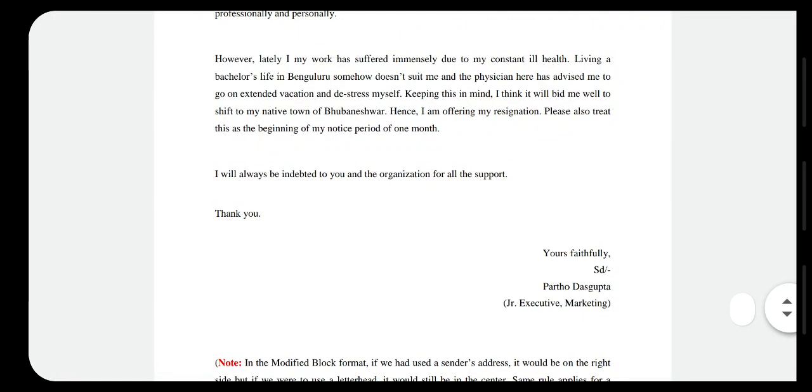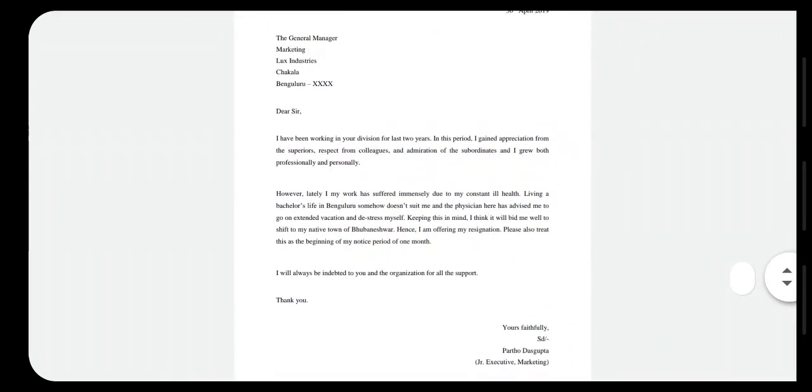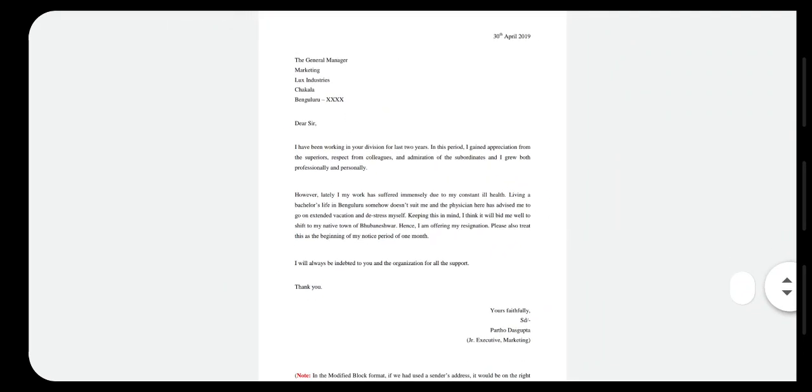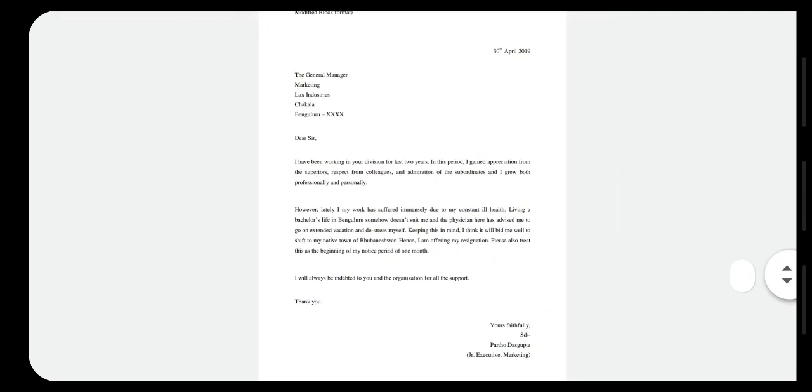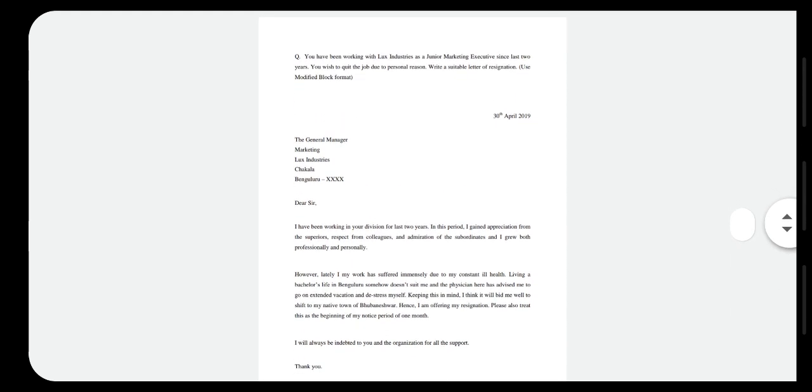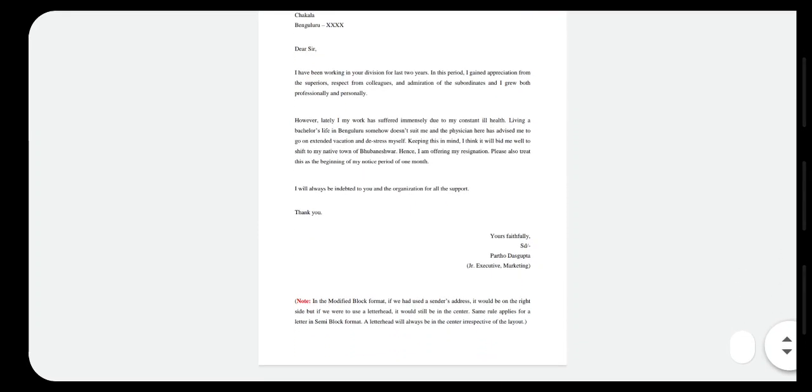Now, to have a look at the entire document and how the letter looks like, this is how your resignation letter looks like. It starts with the date towards right. On the left, everything is justified. Remember, everything begins at the margin. There is no indent. There is no subject in this case. And again, towards the right, we are coming at the complementary clause. So this is how it looks like. This is the modified block format.